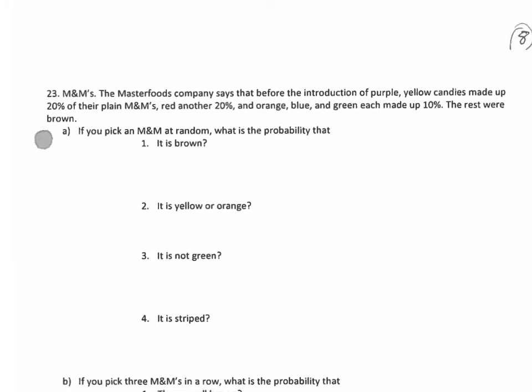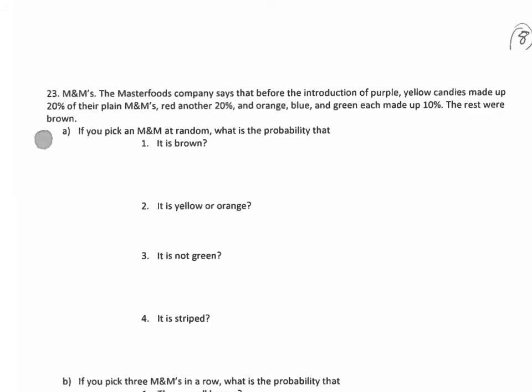So the Master Foods Company says that before introduction of purple, yellow candies made, which is weird. Okay, so there's not really purple M&Ms, generally speaking. We were talking about this in an earlier class, except for at Easter, isn't there purple M&Ms at Easter? Don't they do the pastels? Yeah, they do the pastels. Okay, but anyway. Wait, so it's not saying the purple and yellows make up 20%?